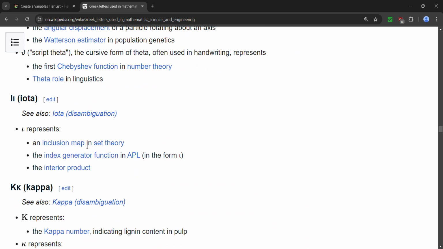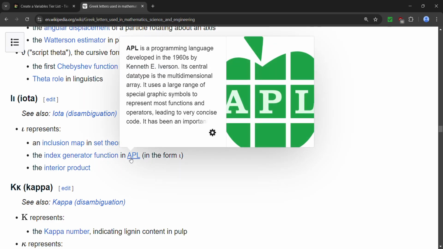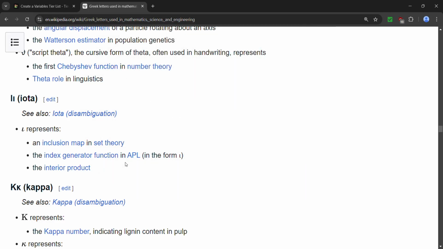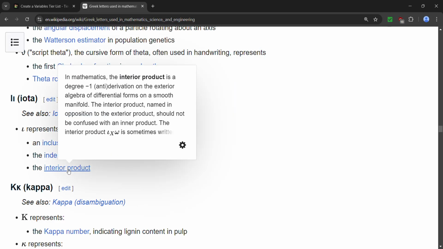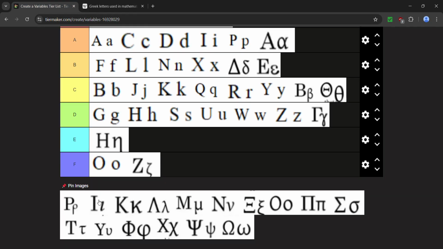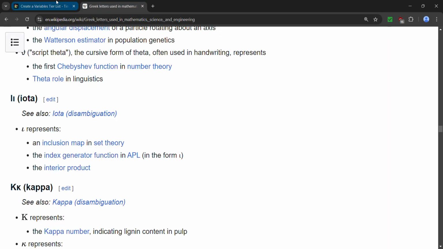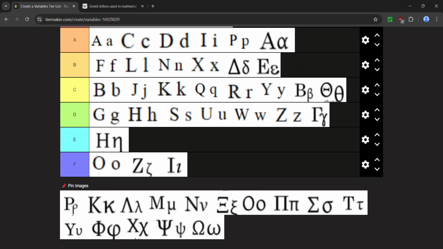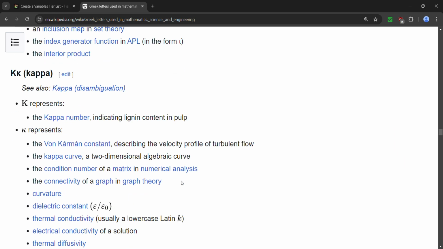Okay, let's see. Iota: inclusion map and set theory, index generator in APL, and the interior product. These are all pretty bad. These aren't great. I mean, hey, correct me if you're out here using iota a lot. These are all pretty bad applications, so that's definitely F tier for me.